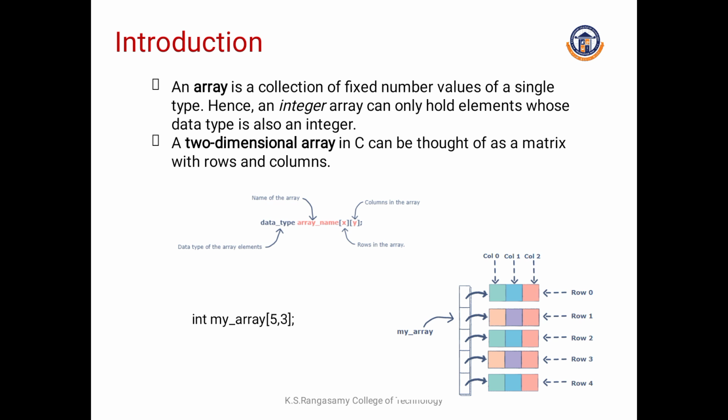Here comes the syntax. Data type, array name. In square brackets, the first one is the rows, and the second square bracket is the columns. So data type, array name, x is the number of rows and y is the number of columns. Here I have defined int my array with 5 rows and 3 columns, 5 comma 3. So my matrix will have 5 rows and 3 columns.